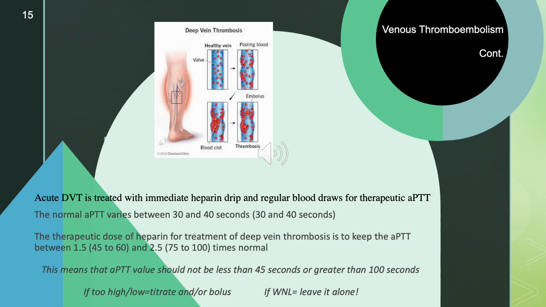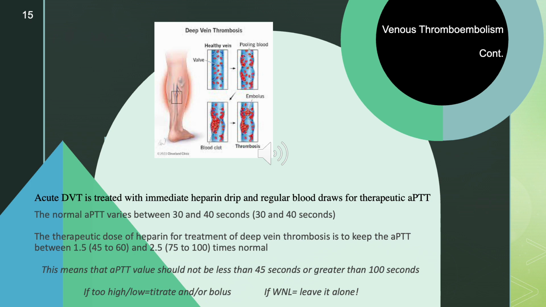If it's too low, then you're going to have to increase the heparin drip, and you're going to have to potentially give them a bolus, which isn't hard to do. If it is within normal limits, you leave it alone. You do not touch it. Do not pass go. Do not collect $200. If your APTT is anywhere from 45 to 100, don't do anything; redraw in 6 hours.